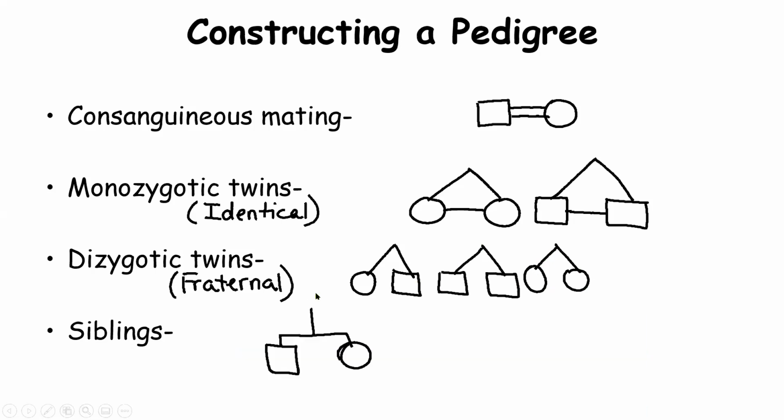So a sibling set, when they're not twins, you would see a straight line coming down from the parents, and each child would get their own branch down from that straight line. So these would be siblings where the boy is older. You could reverse that if the girl was older, put the circle on the left and the square on the right.